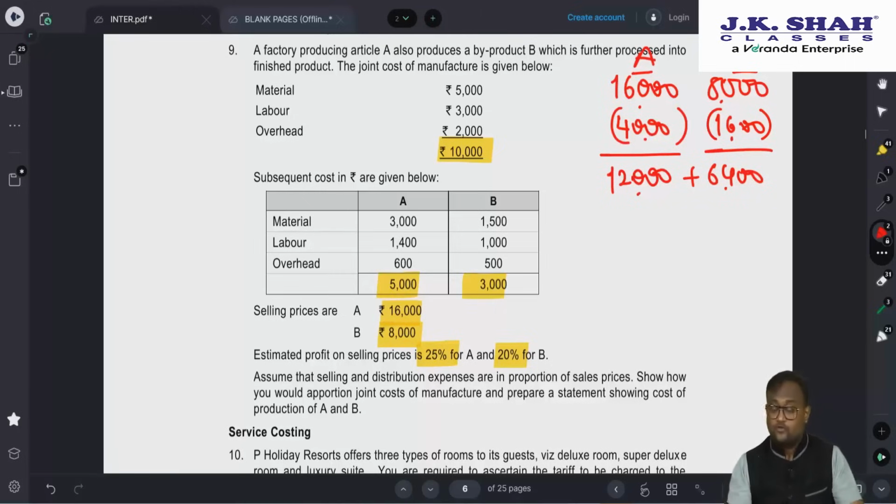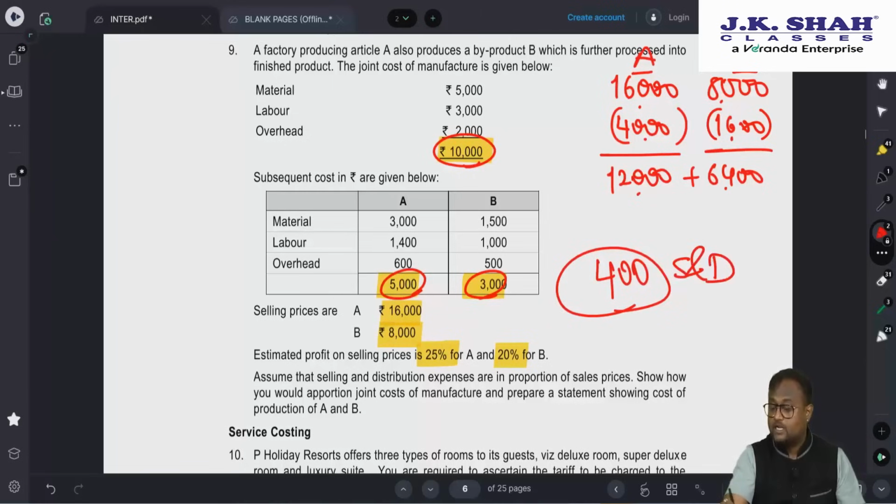12,000 plus 6,400 must be the total cost, the combined cost of A and B. From that I am subtracting production cost, which is 10,000. From that I am subtracting 8,000, which is further processing cost. I am left with 400 as a balancing figure, which is my selling and distribution overheads.